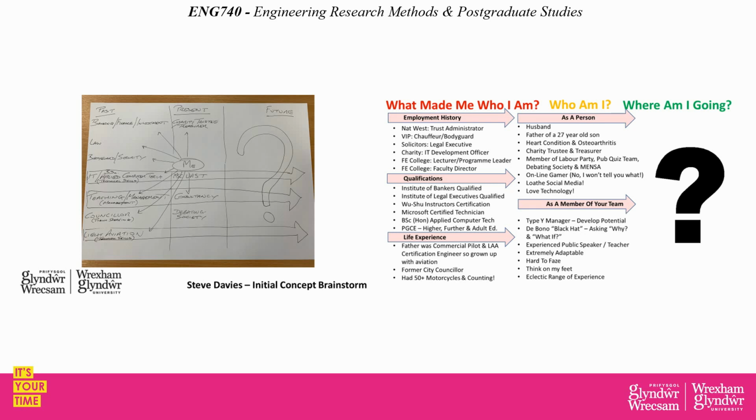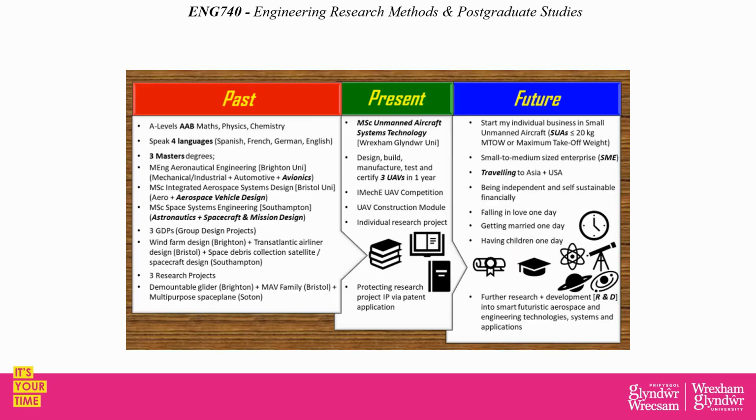And then looking at who he is, he's a husband, he's a father of a 27-year-old son, he's got some heart conditions, he loves technology, online gamer, and he's also a member of a team. So, type 1 manager, experienced public speaker, external adapter, hard to phase, thinks on his feet, all those key qualities. But he's very unsure of where he's going. And that's why something like this helps me to have a one-to-one session with Steve to come up with a potential idea for his research.